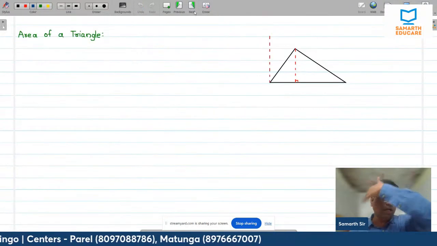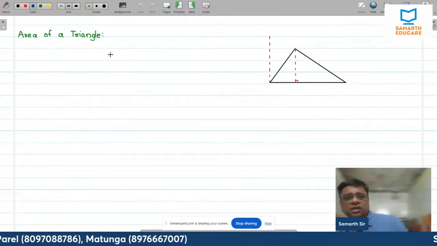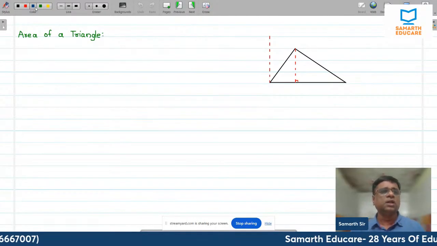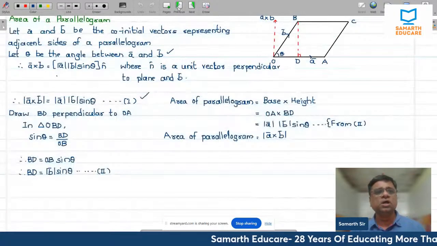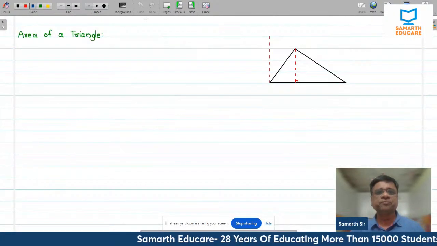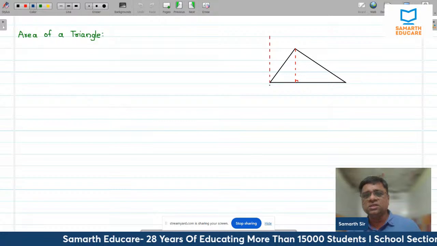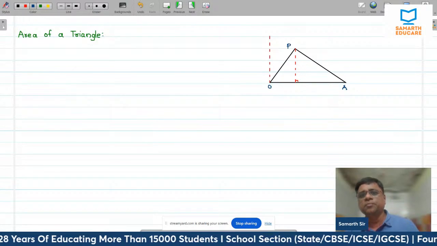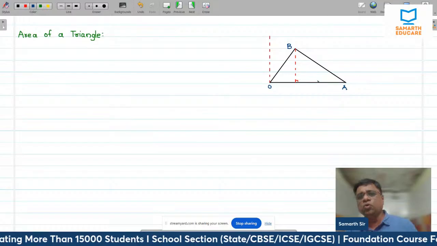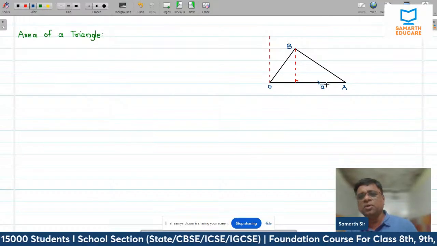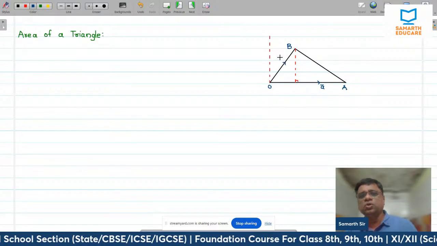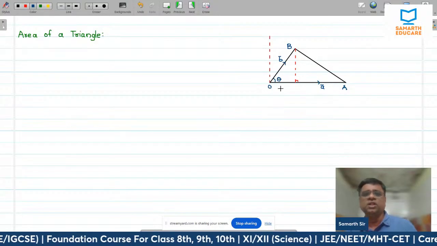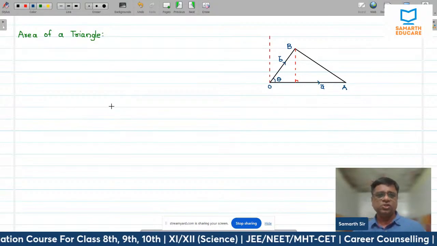Area of triangle. Okay, I have already drawn the diagram of the triangle. So if we are doing the proof, the start will be similar. I will mark this as O, A and B. The proof will go almost similar. This is A bar and this is B bar, the two co-initial vectors with angle theta between them. Okay, have you understood the diagram?